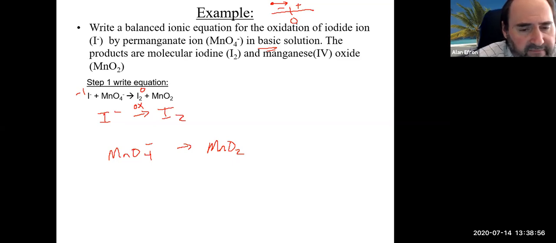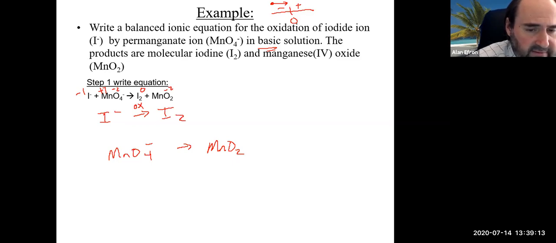In terms of the MnO4 minus, the oxygen is -2, and there are 4 of them, which gives you -8, which means the Mn in this case has an oxidation state of +7, while when we go to the other side, the oxygen is -2.